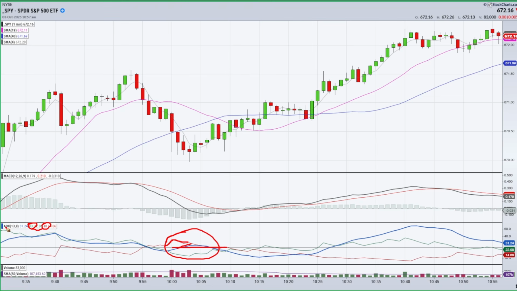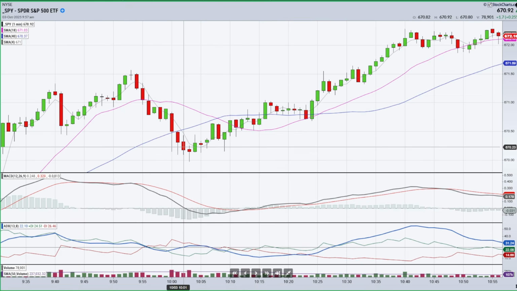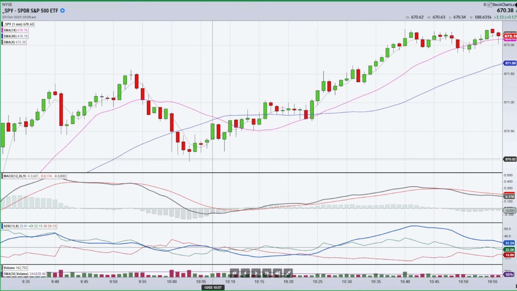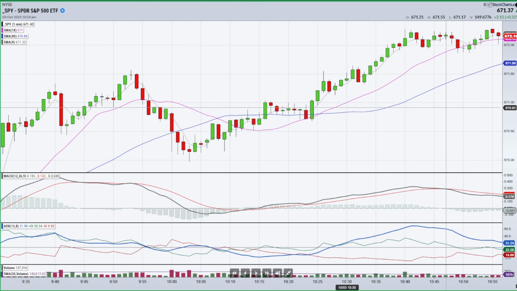This is very important. The settings on this are: the DI lines are set to 13, and the ADX line is set to 8. The reason why I set the ADX line to 8 is because I want to see more peaks and valleys in the moves. I want it to keep up with the price action as much as possible. It won't be able to do it, but it does it a little bit better than a 14-14. All right, so we get this move up.